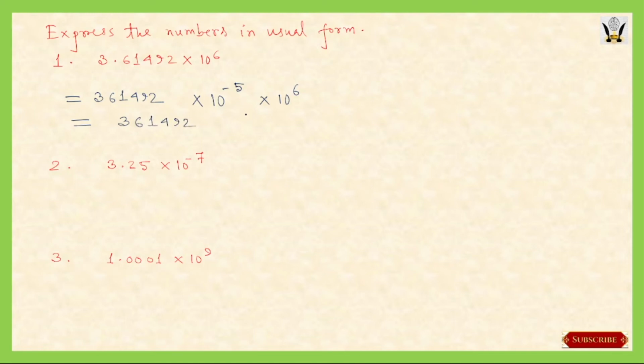361492. Fine. And 10 to the power minus 1 and 10 to the power minus 6. So what we know is that a plus b, it will be 10 to the power minus 5, 10 to the power plus 6. So it is like a to the power n and a to the power m. So it will be a raised to the power n plus m, that means minus 5 plus 6. So it will be 10 to the power plus 1 only. So it will be 10 only.